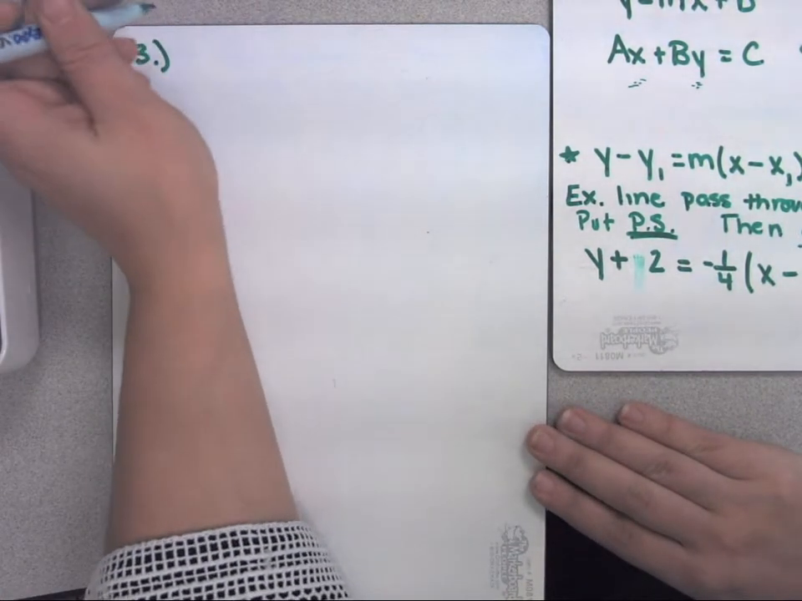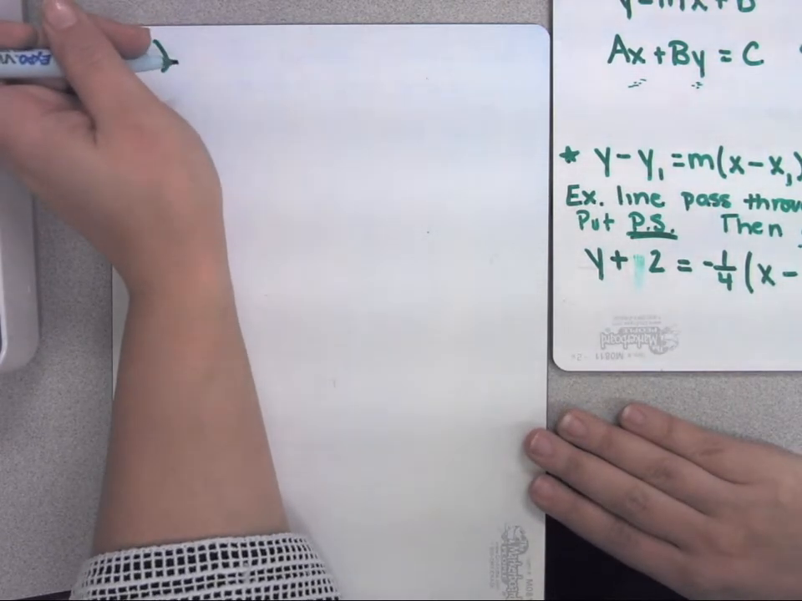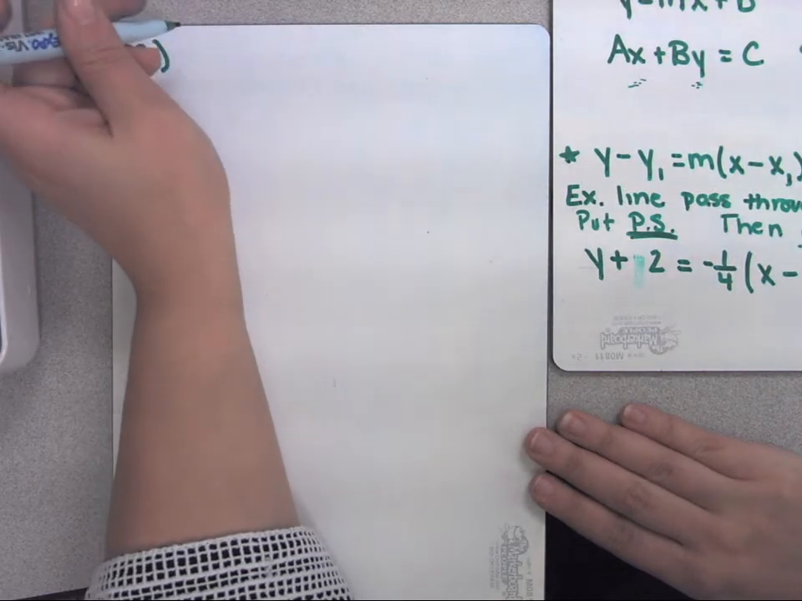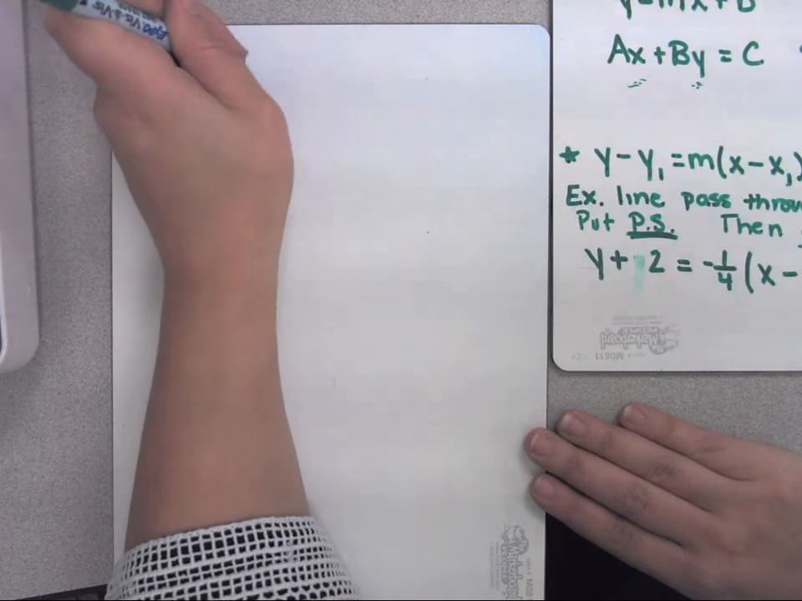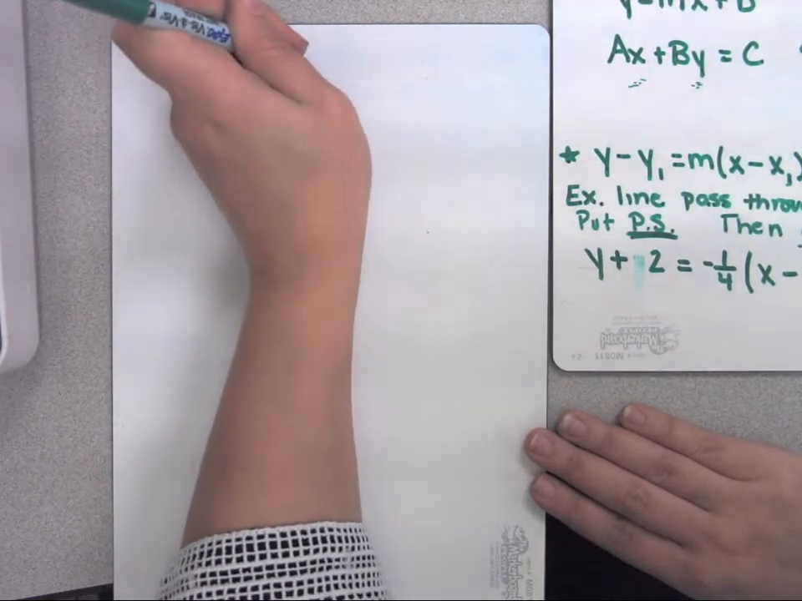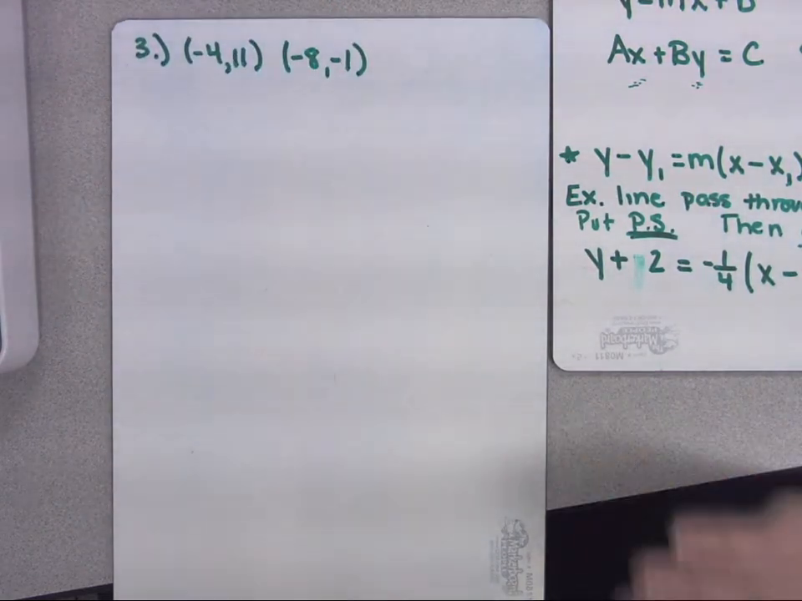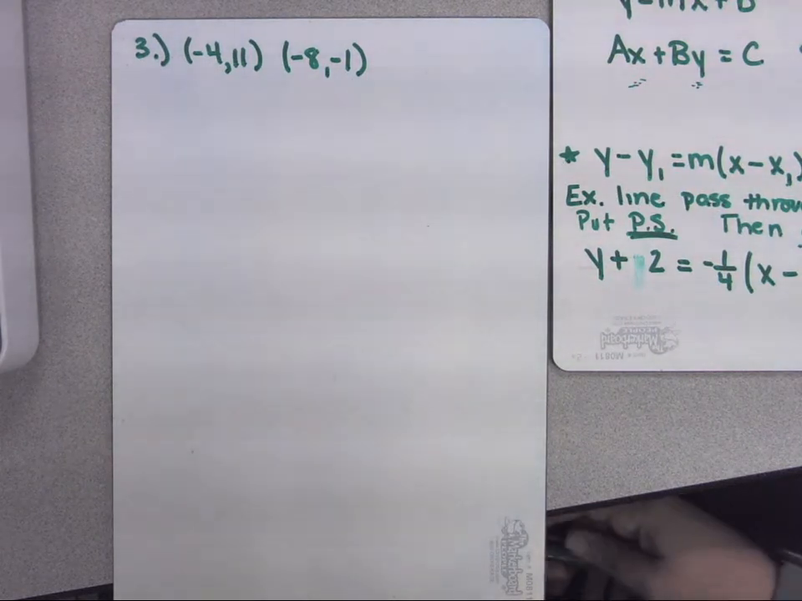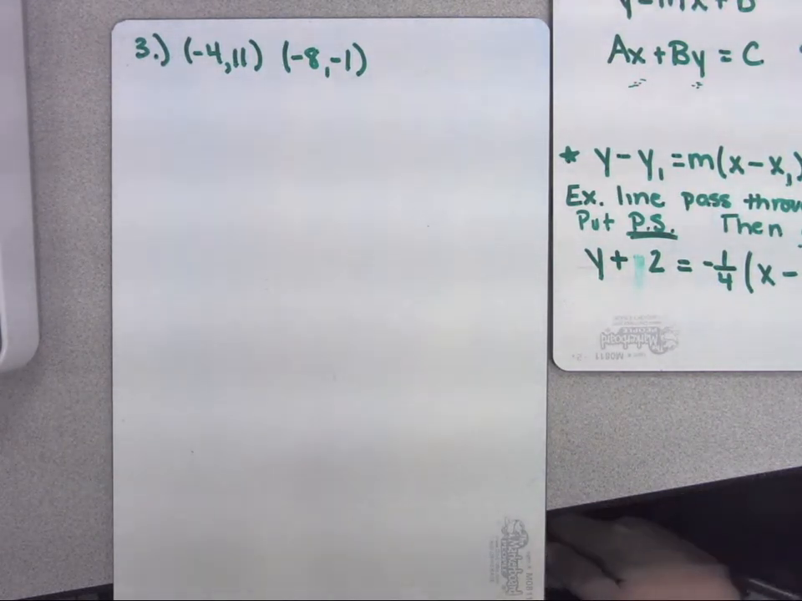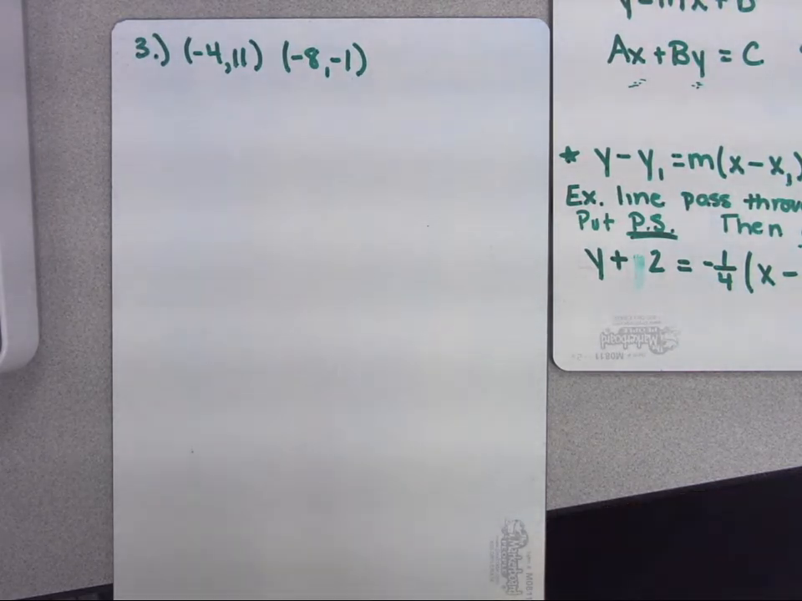They still ask us to write all those equations. They just give us 2 points. Okay, how about -4, 11 and -8, -1. So that's all they give us. They just give us 2 points, and they say write an equation in all 3 forms. And then this is all you know: -4, 11 and -8, -1.